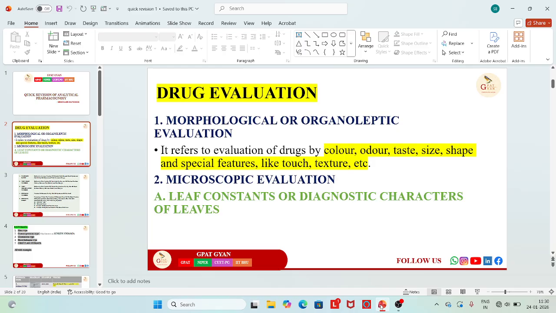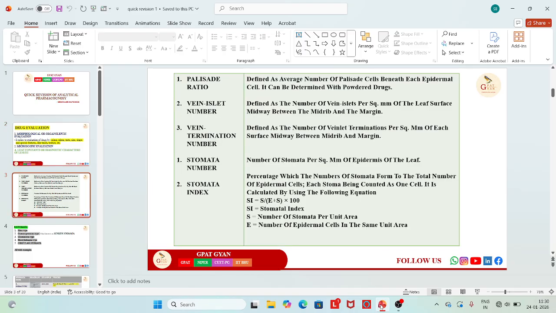And the leaf constants, what are the leaf constants? The characteristics of the leaves, like the palisade ratio, that is the average number of palisade cells beneath each epidermal cell. So an epidermal cell is there, and beneath each epidermal cell the number of palisade cells is the palisade ratio. Then the vein islet number. There is a midrib and the margin, as I told in class, in the leaf.